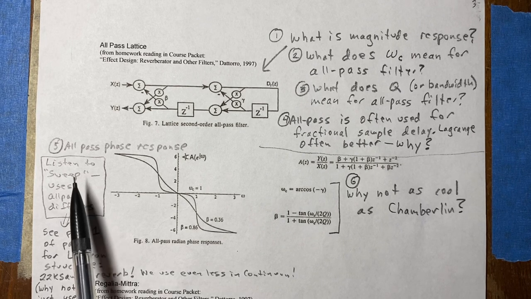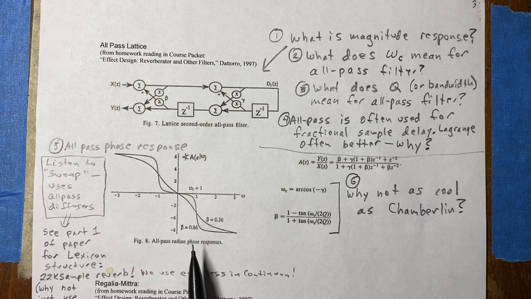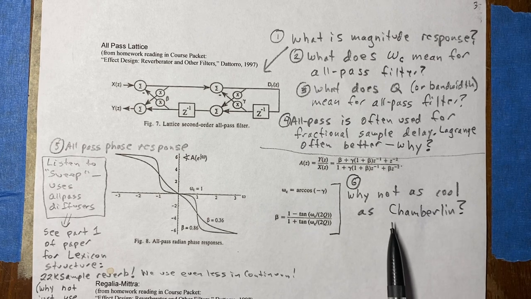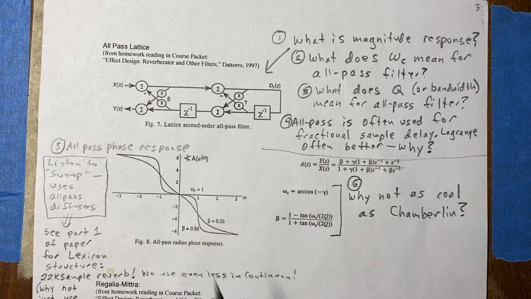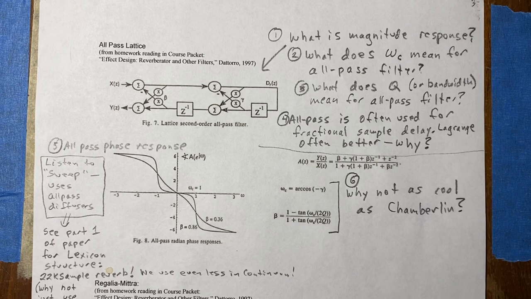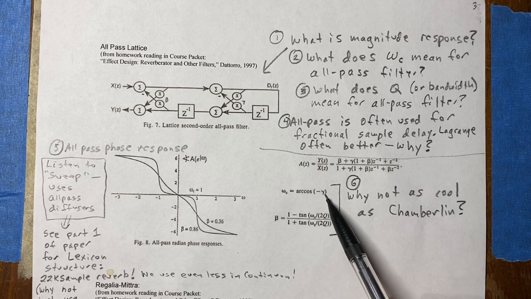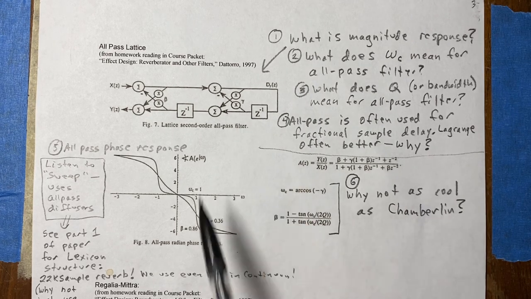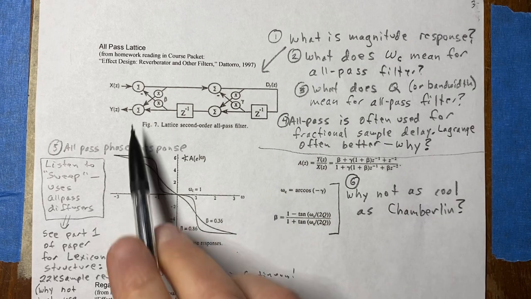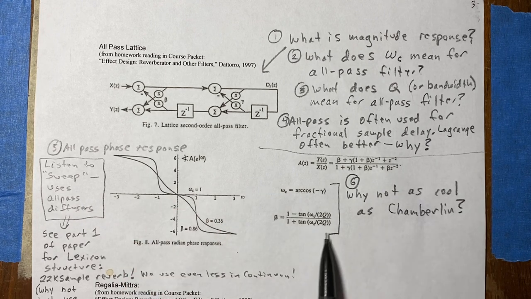So here's an all-pass phase response. One of the things I wanted to talk about then is, why is this all-pass lattice structure not as cool? It's a nice structure, makes for good filters. Why is it not as cool as the Chamberlin filter? Well, one of the things is here you can see the cutoff frequency is related to this coefficient. But here, this coefficient depends both on cutoff and on Q, and in a kind of complicated way.